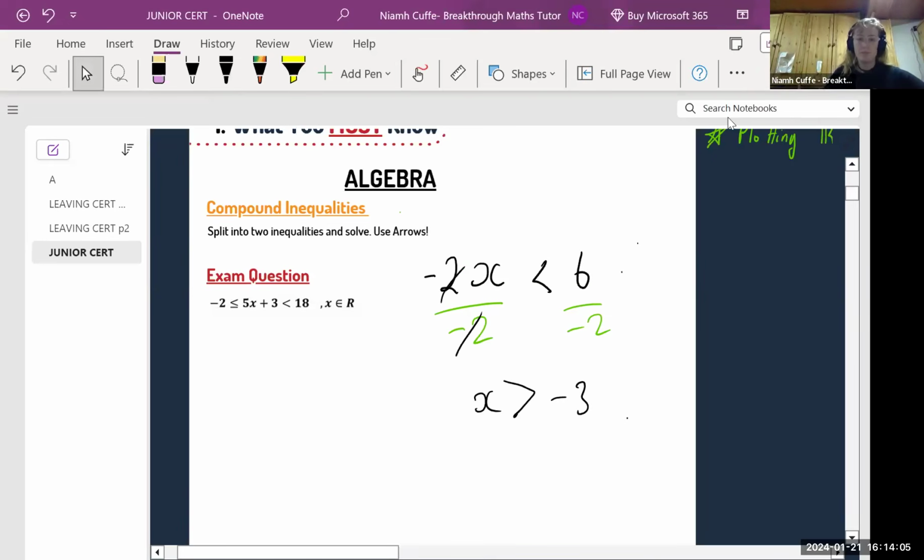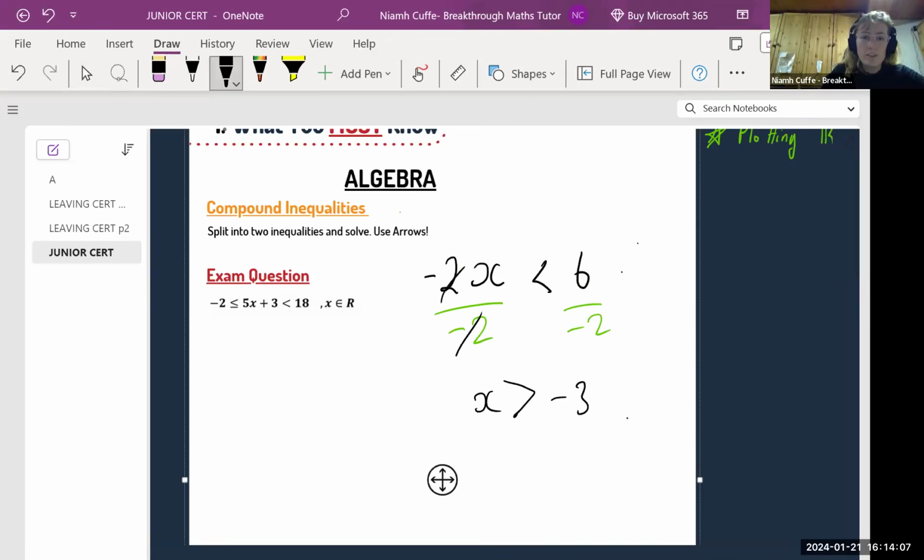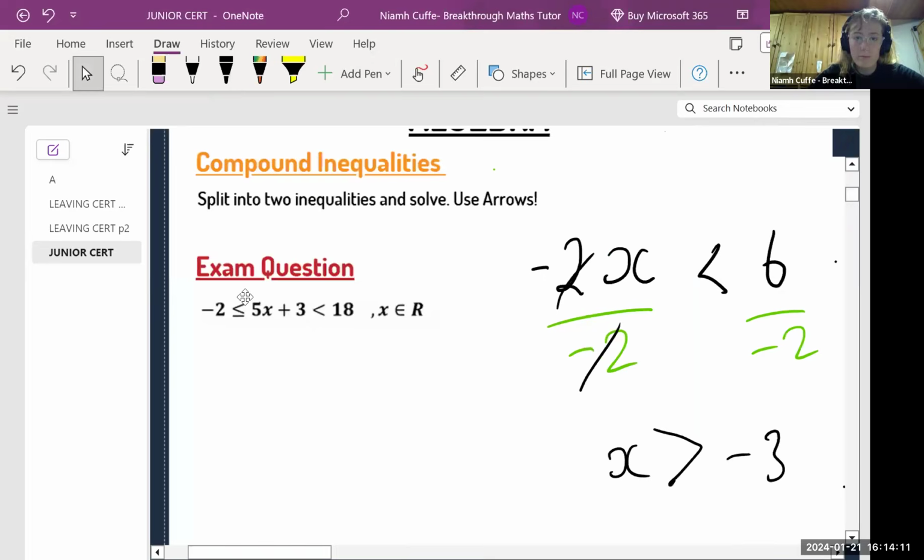Okay, perfect. So let's have a look at this double inequality now, guys. This is an exam question.